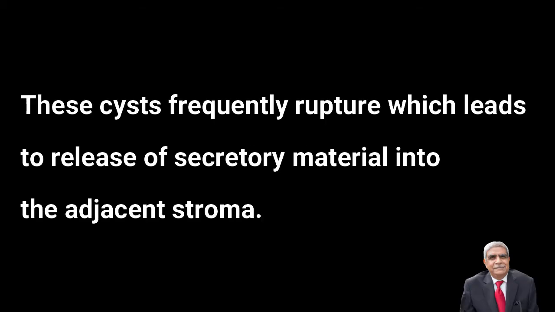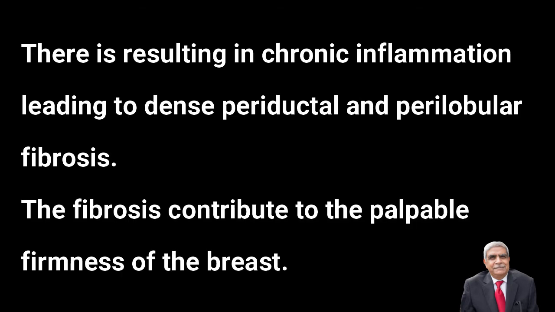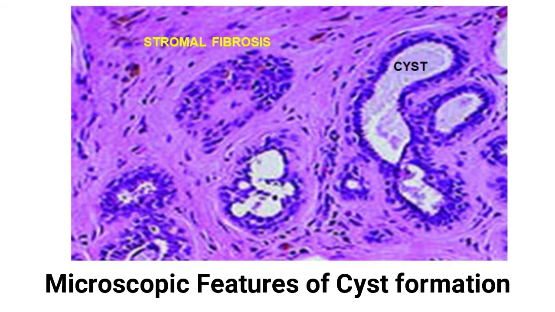Fibrosis. These cysts frequently rupture, releasing secretory material into the adjacent stroma. This results in chronic inflammation, which leads to dense periductal and perilobular fibrosis. The fibrosis contributes to the palpable firmness of the breast. Now this photograph shows cyst formation and stromal fibrosis, which are labeled.